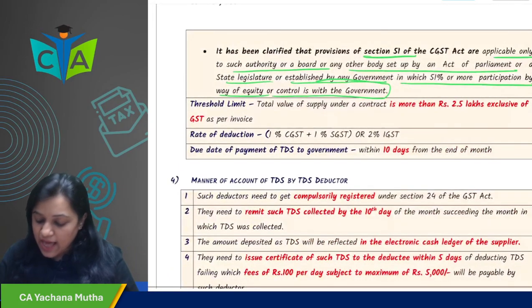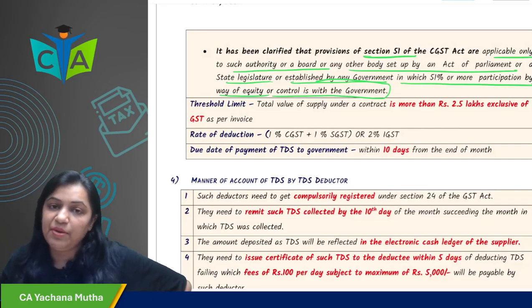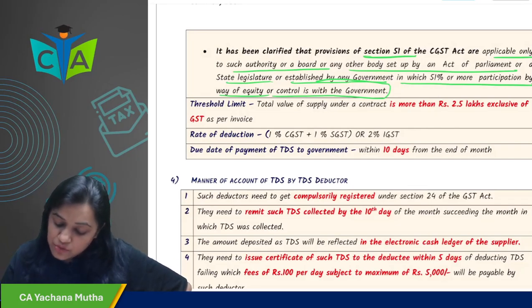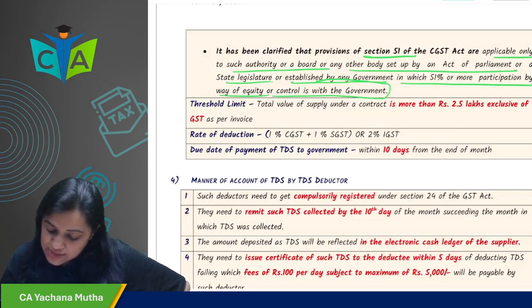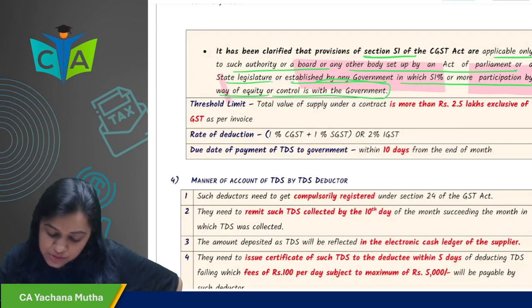So they have also clarified which authority or board these provisions are applicable to. TDS provisions are applicable to such authority or board which is established by the government, in which 51% or more participation by way of equity or control is with the government.